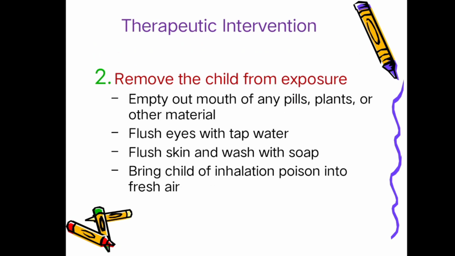Next is to remove the child from the exposure. Empty out the mouth of any pills, plants or other material. Flush the eyes with tap water if they were splashed. Flush the skin and wash with soap. Bring a child of inhalation poison into fresh air. In case of inhalation poisons like gasoline, we have to bring the child from the exposed area to fresh air to breathe. So that is the removal of the child from the exposure.